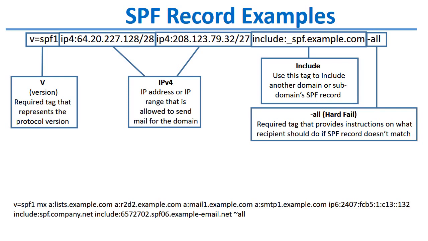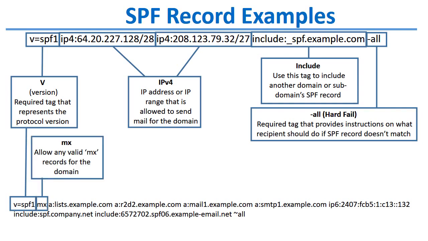So here's another SPF record example. Again, we have the required v= tag, the version tag, which is always v=spf1. And we have another tag. We have an MX tag, which indicates that any servers indicated in the MX record for the domain should be considered as valid senders. So any servers that are specified, any IP addresses or host names that are specified in the domain's MX records are valid senders for mail from this domain.